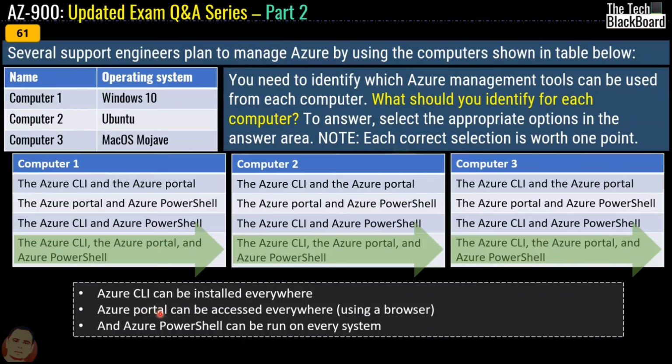Moving on with Azure Portal, Azure Portal is basically browser based. So you can access Azure Portal on any device on which you can open a browser. That's why Azure Portal is also a correct option. Then moving on with Azure PowerShell. So Azure PowerShell can also run on every system. There are some prerequisites to run Azure PowerShell, but surely it can run on any of the operating systems.